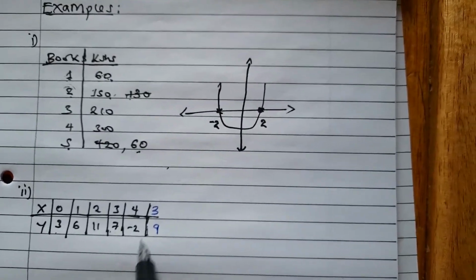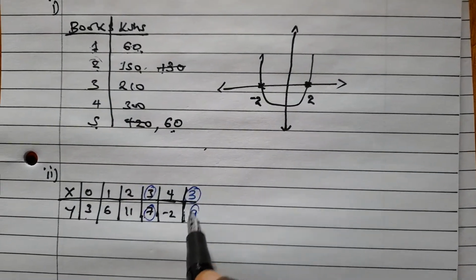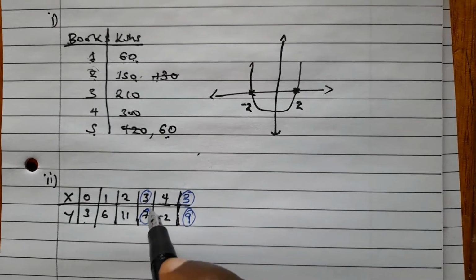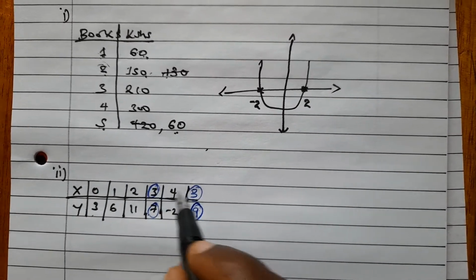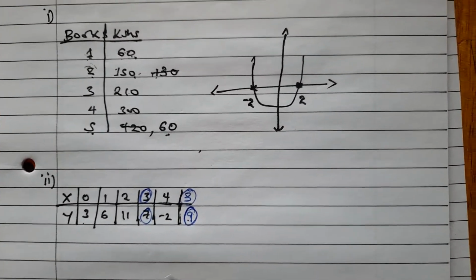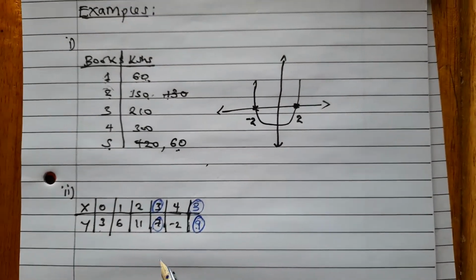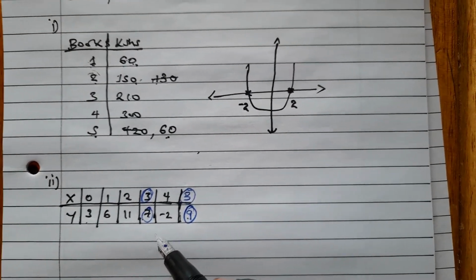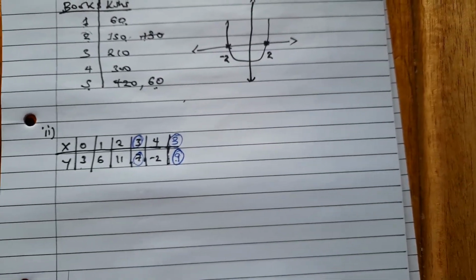Why? Because I'm having the same input here, but it is giving two different outputs. And because of that, it doesn't qualify to be a function. If the inputs are repeated with different outputs, then it doesn't qualify to be a function.